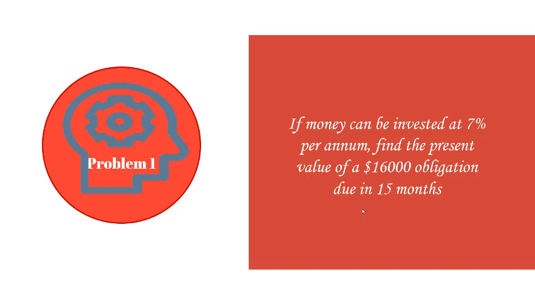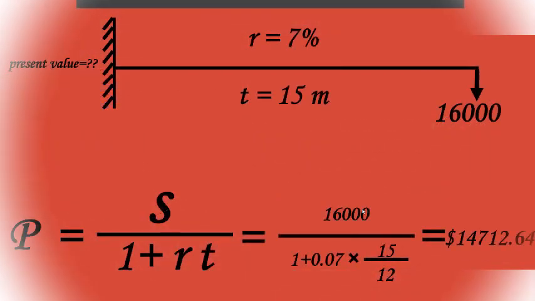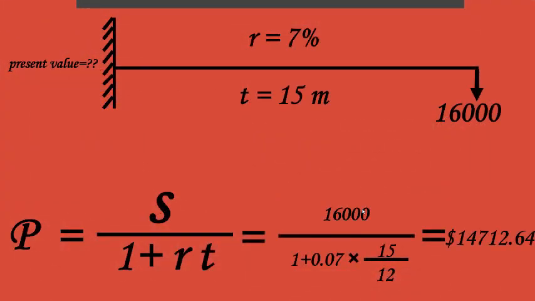Let's start with the first problem. If money can be invested at 7% per annum, find the present value of $16,000 obligation due in 15 months. To solve this problem, we must draw it. In this slide, we show that we have an obligation, $16,000, due after 15 months with a rate of 7%, and we need to calculate the present value.